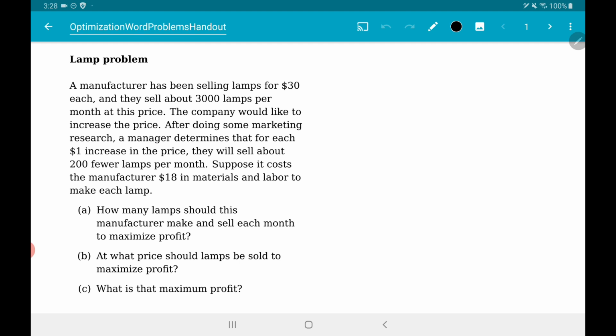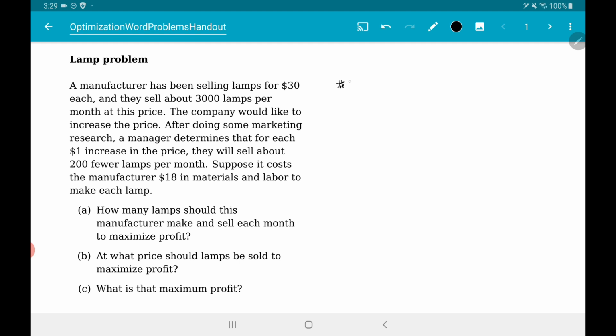So first, if you notice, there are no formulas in the problem at all. There are several numbers, but no formulas. That's the first challenge, that you have to go through the verbal description and figure out what the business functions are. Let's begin by getting a handle on what the relationship is between price and numbers sold.